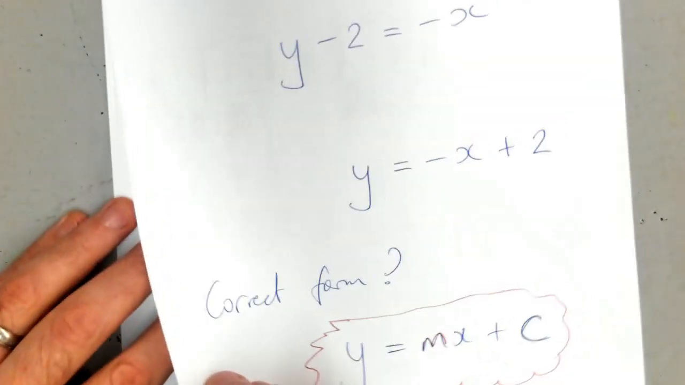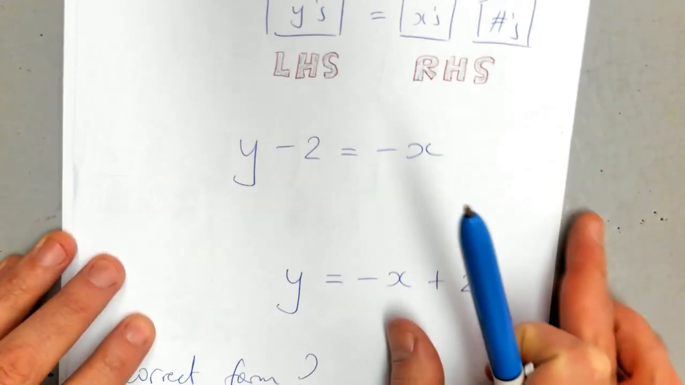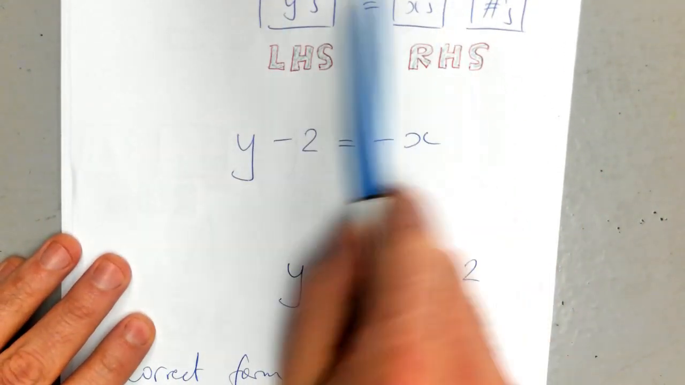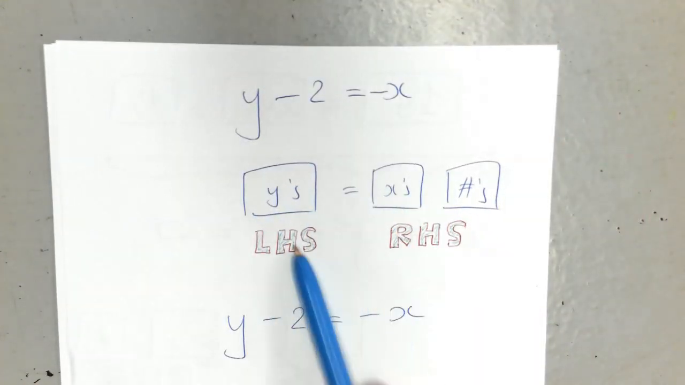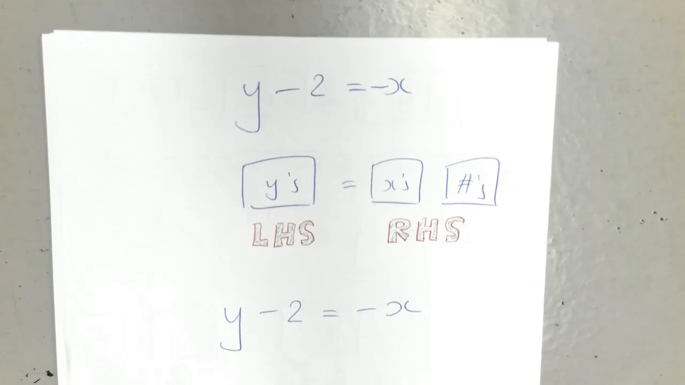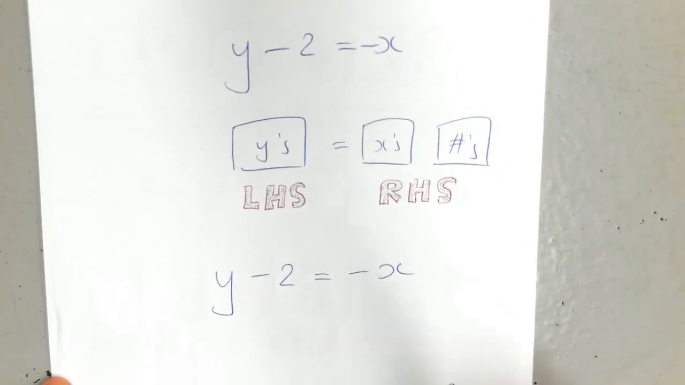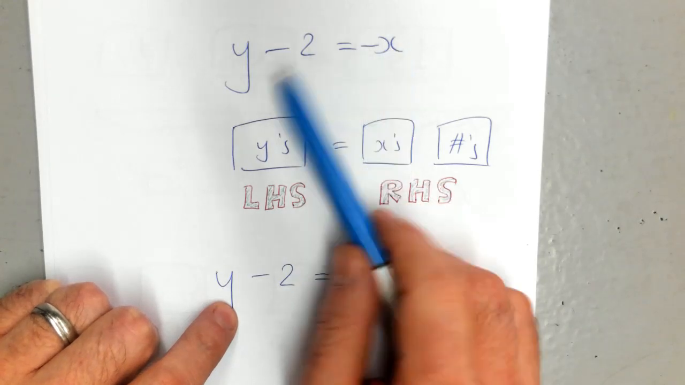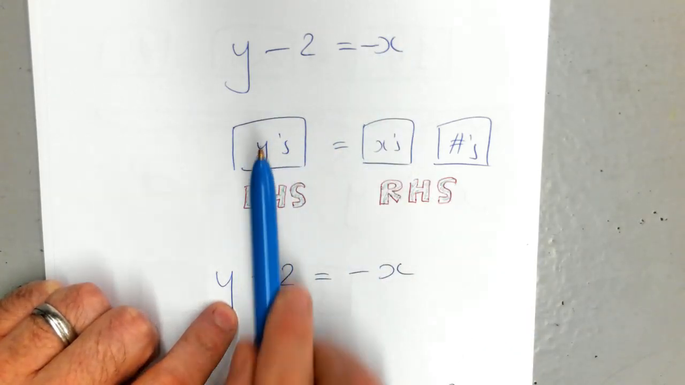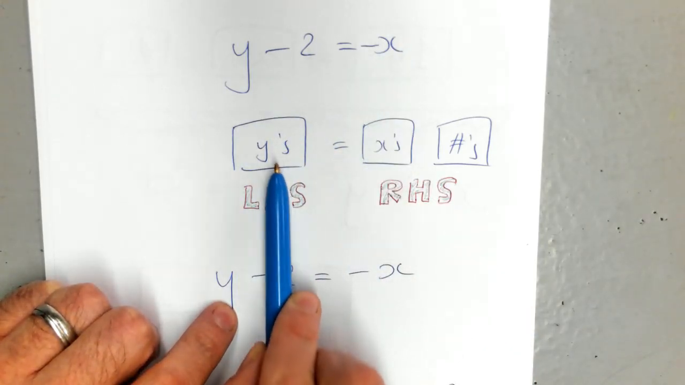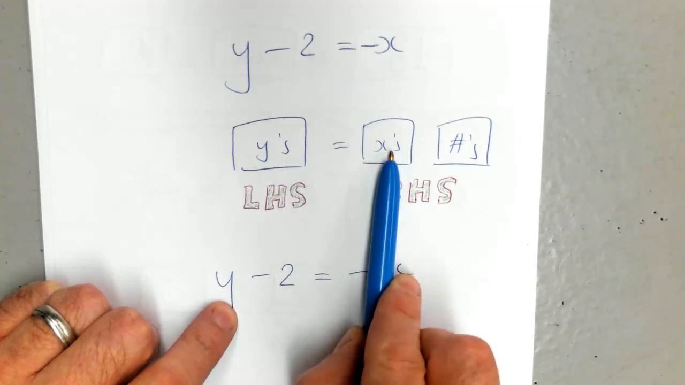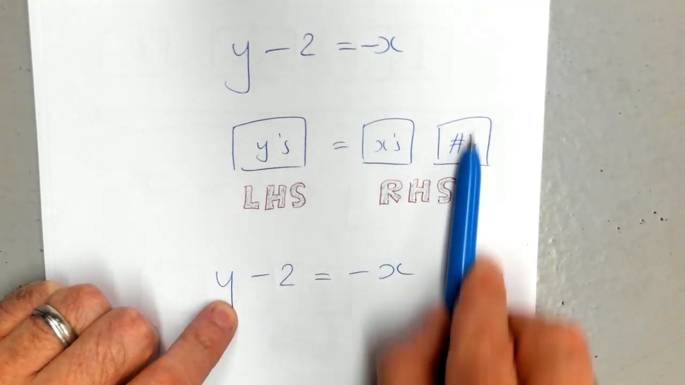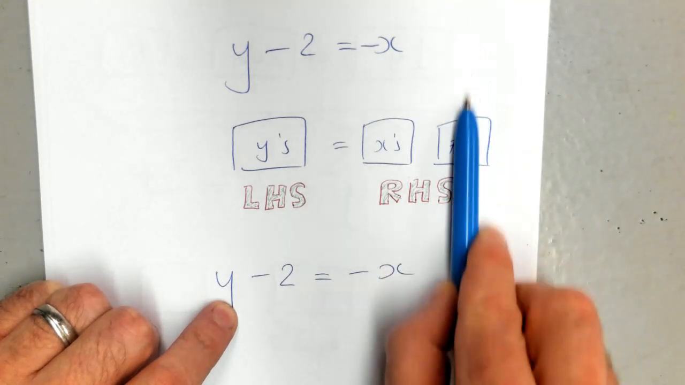So the next thing we're going to do, we've got y minus 2 is equal to minus x, and all of this left hand side and right hand side stuff is going to be abstracted away in your brain, but it's nice to see it so you can visually work through it. Again, we only want the y's on the left hand side. The x's are in position on the right hand side, and we want the numbers on the right hand side as well.